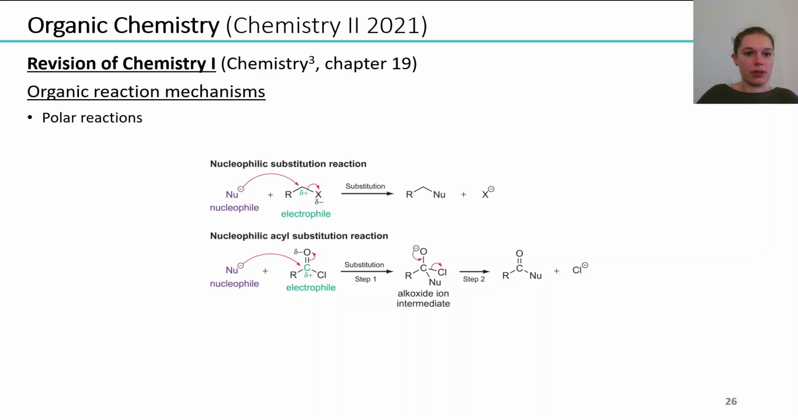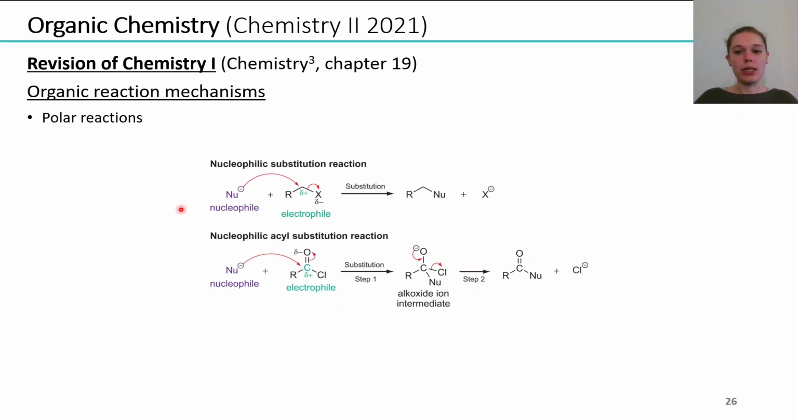So if we start with the nucleophilic substitution reaction, then we have a nucleophile which attacks the electrophile, and in this case the electrophile is a normal alkane with a halogen as substituent. Based on the difference in electronegativity between carbon and halogen, we know that the carbon is partially positive charged, and here the nucleophile will attack.